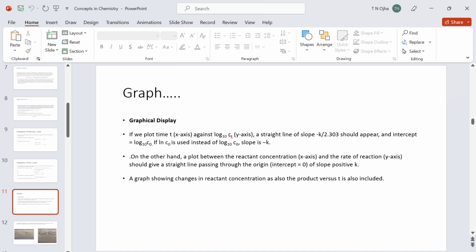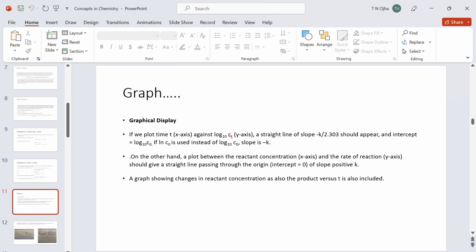On the other hand, a plot between the reactant concentration along x-axis and rate of reaction along y-axis should also give a straight line passing through the origin. In this case, intercept will be 0 and slope will be positive k.